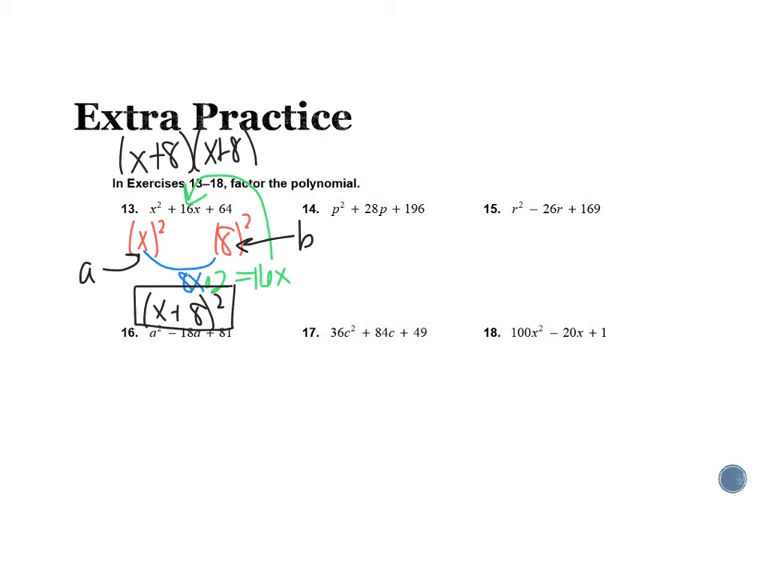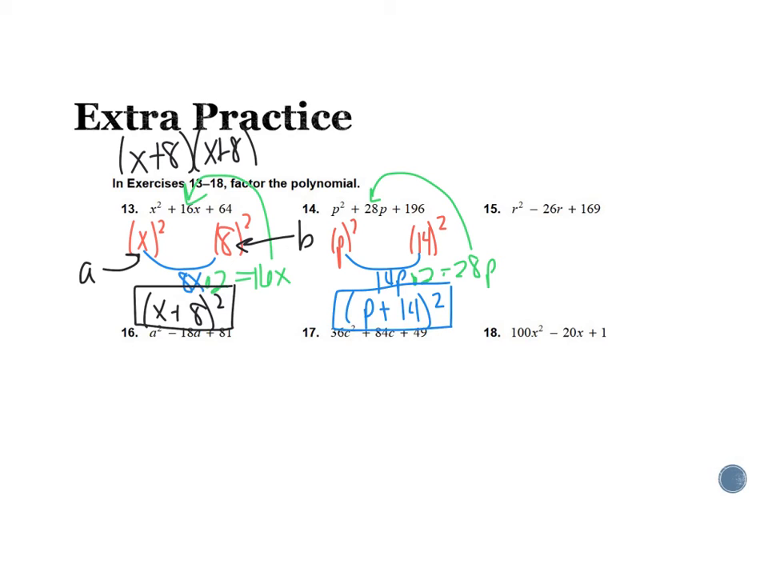Okay, so let's look at that again. Is the first term something squared? It's a p. Is the last term something squared? It's a 14. I want you to multiply those together. It'll be 14p. And then you're going to take that times 2, and that's 28p. And if that is the middle number, then you have a perfect square trinomial. And you're going to factor it into p plus 14 squared.